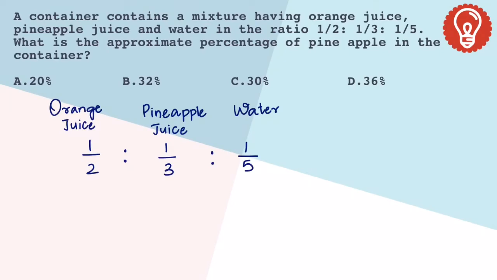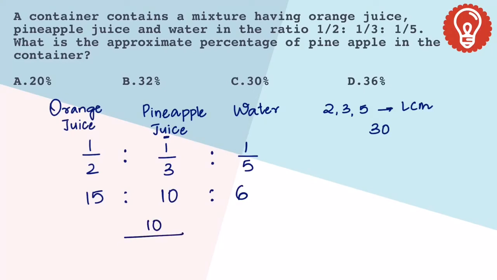So we are given orange, pineapple juice and water in these fractions. And because we have 2, 3 and 5 in the denominators, the LCM of 2, 3 and 5 is 30. So this becomes 15, this is 10 and this is 6. He's asking about pineapple juice, which is 10 parts out of 15 plus 10 plus 6, or this is 10 parts out of 31 parts.